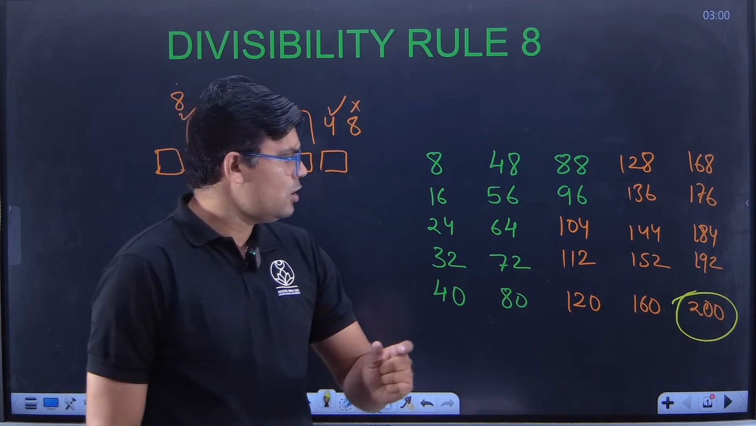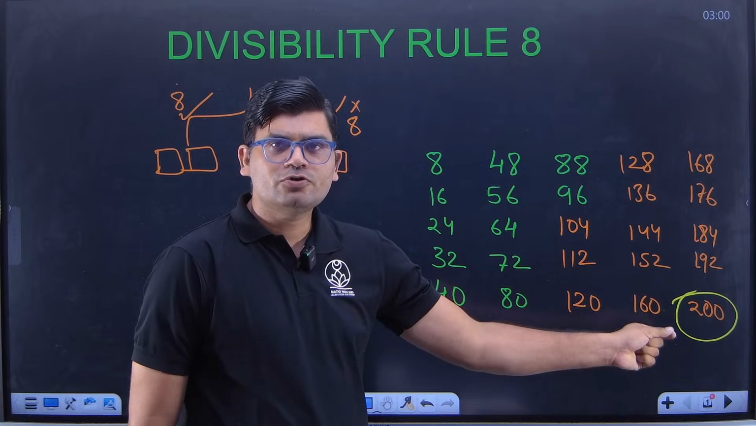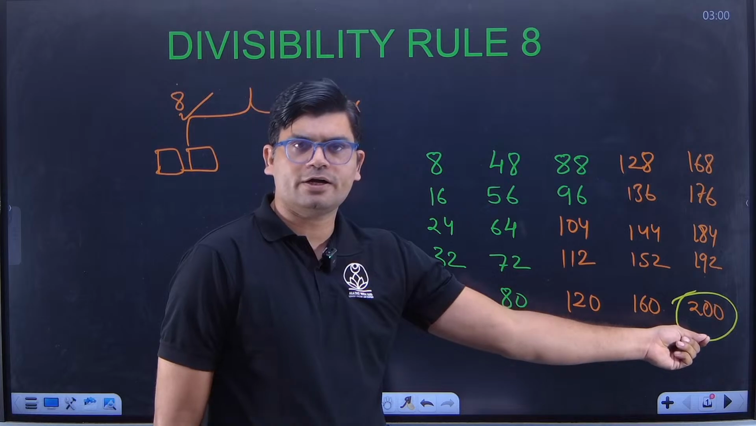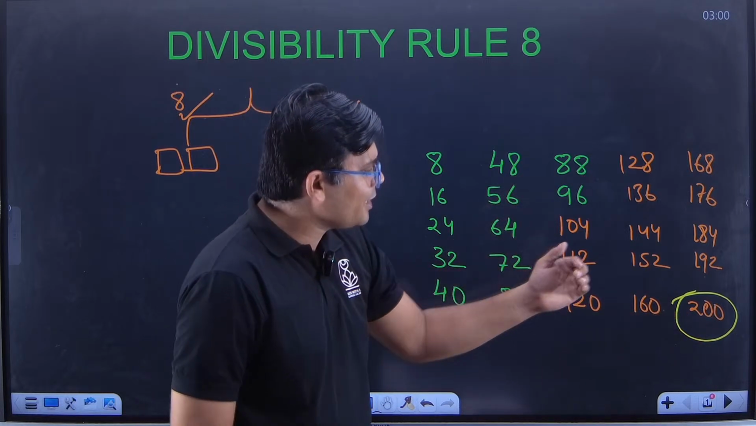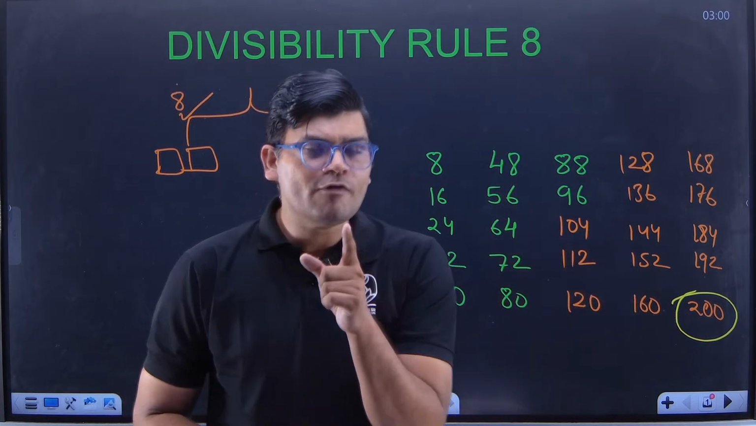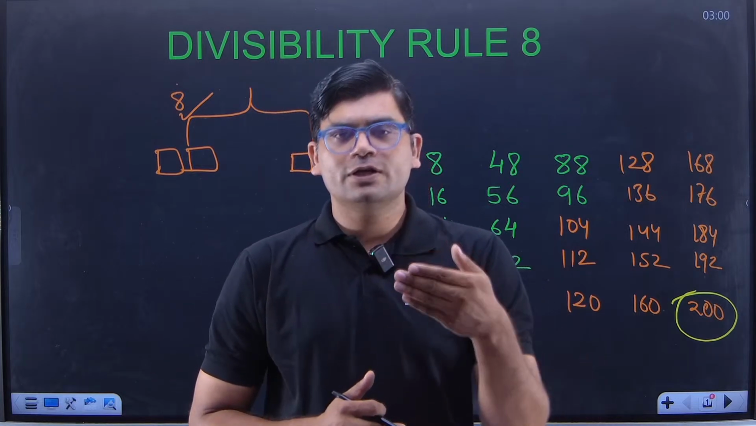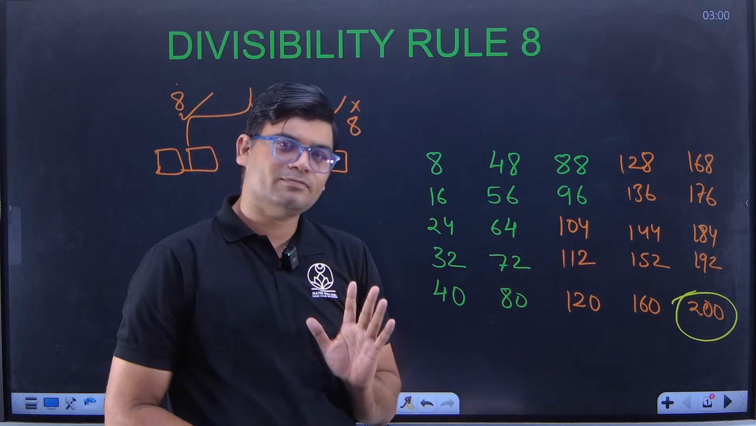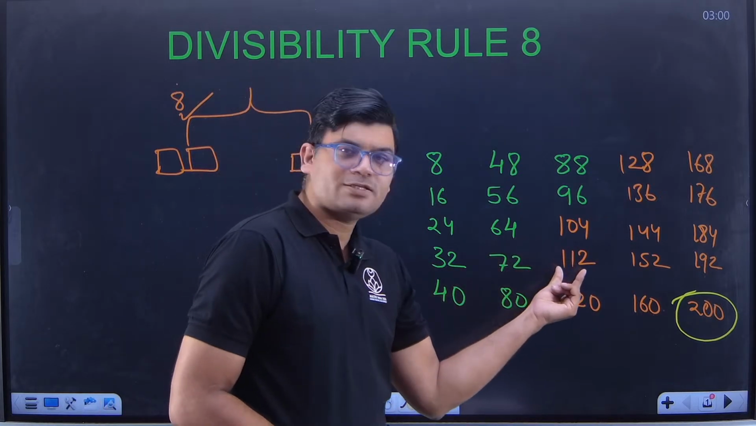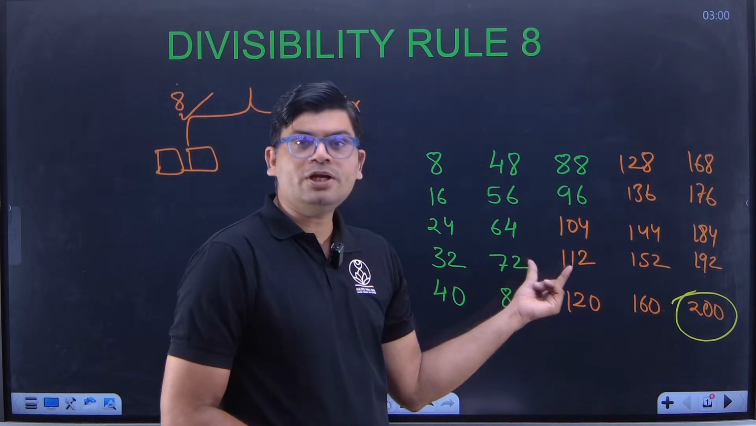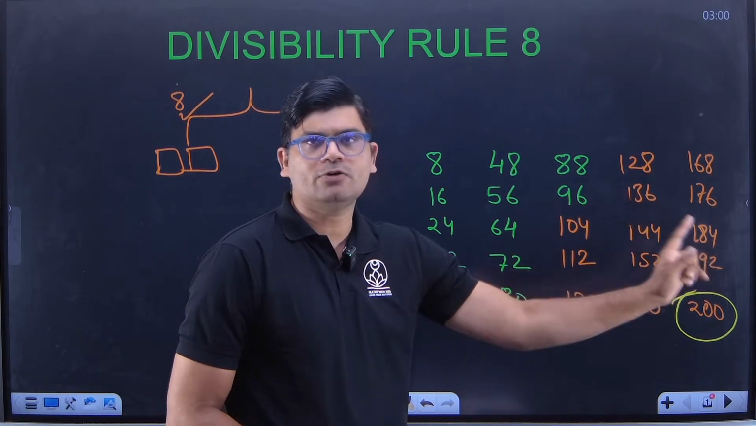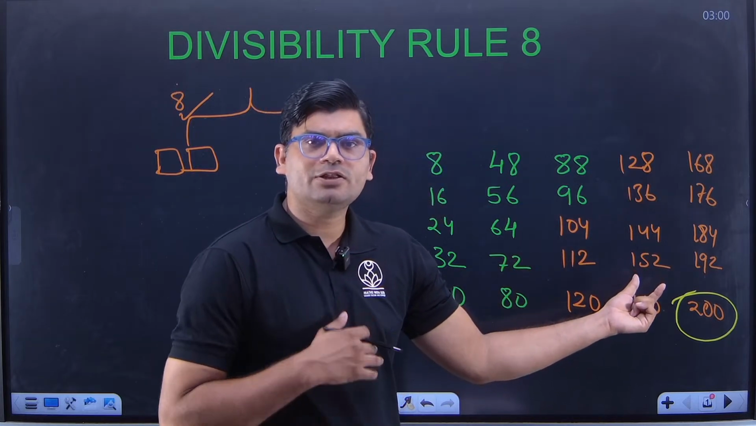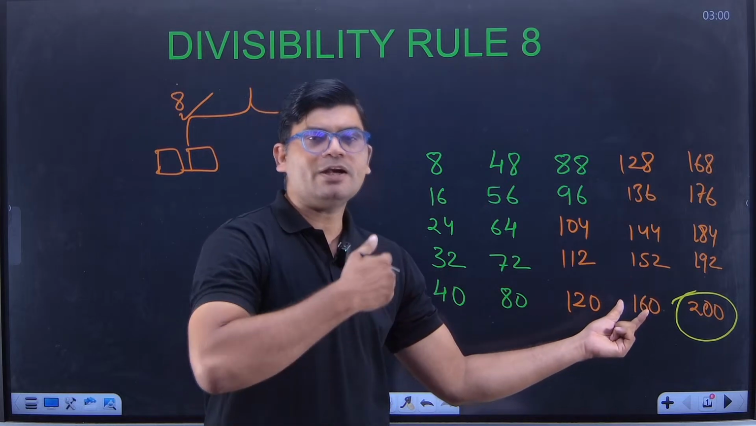Now if I ask you how this is going to repeat, you will say, sir, after 200 it will become again 208, it will go on up to 400. Okay, for the table of 4, after every 100 it was repeating; for the table of 8, after every 200 it is repeating. Which means if 112 is divisible by 8, then 312, that means I will add 200 to this. If 152 is divisible, then again I can say that 352 will also be divisible, 752 will also be divisible.